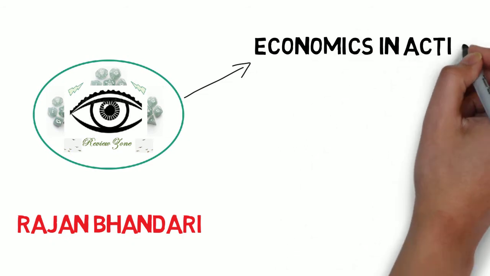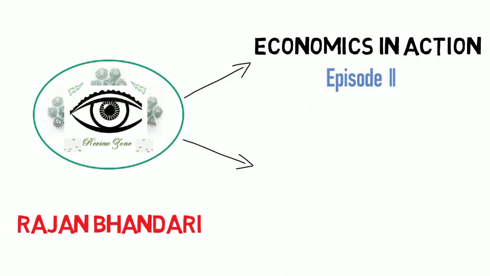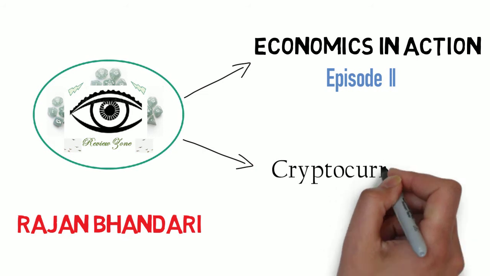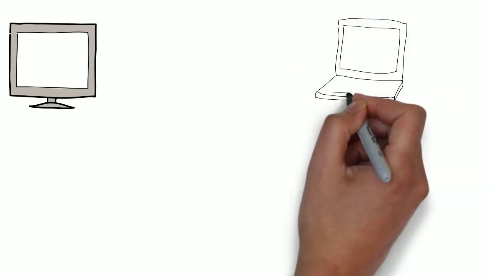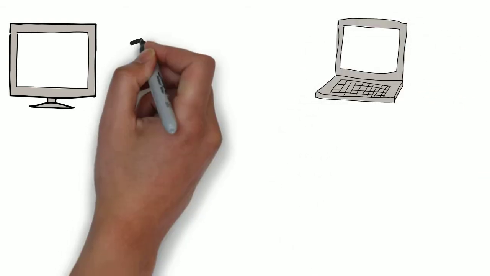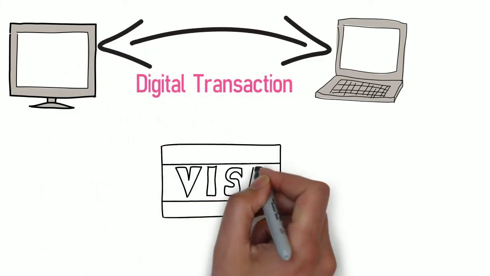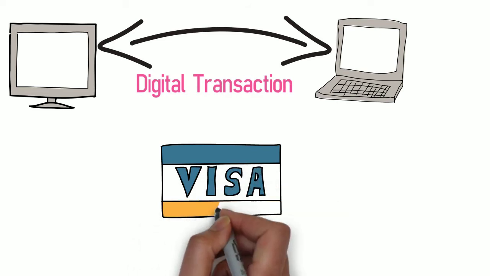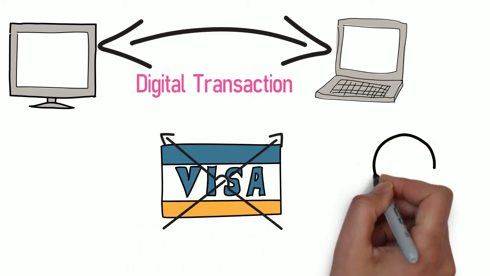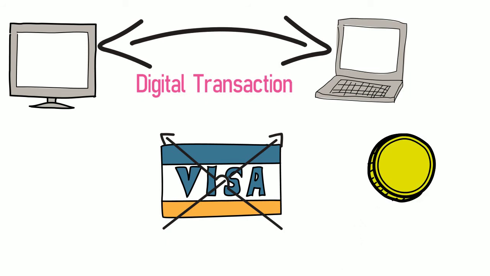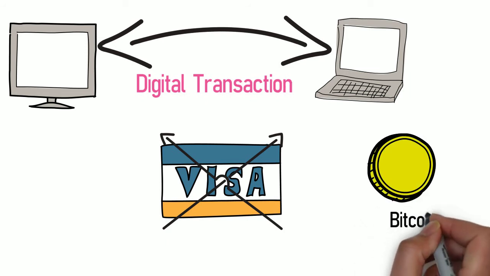This is the second episode of Economics in Action, and in today's episode I will be talking about cryptocurrency. Cryptocurrency is a digital medium of exchange that uses cryptography to make financial transactions. Cryptocurrencies help to gain decentralization and transparency. The decentralized nature of the blockchain involved in cryptocurrency transactions is immune to government control and influence. I will be explaining in today's video how cryptocurrency works using the reference of Bitcoin, which is the most widely accepted cryptocurrency.